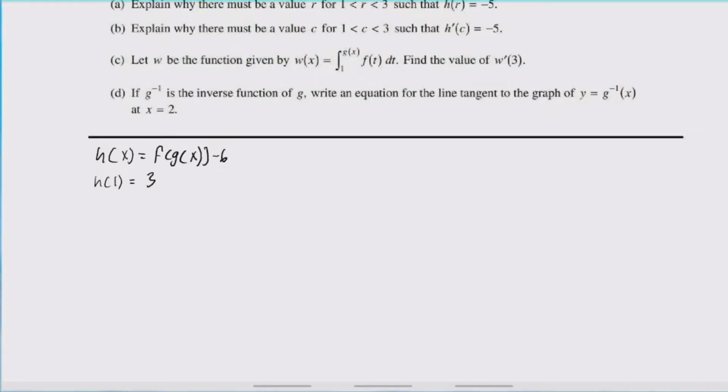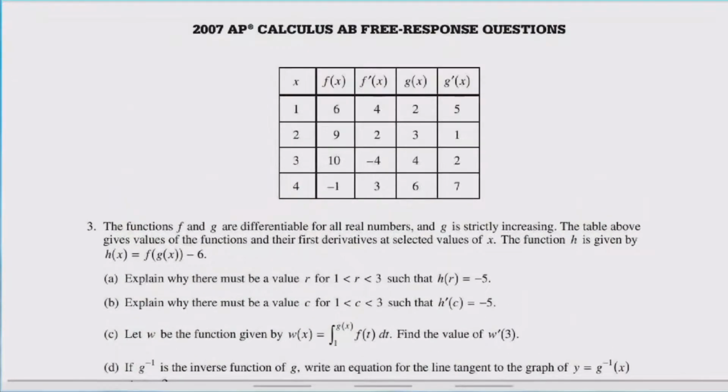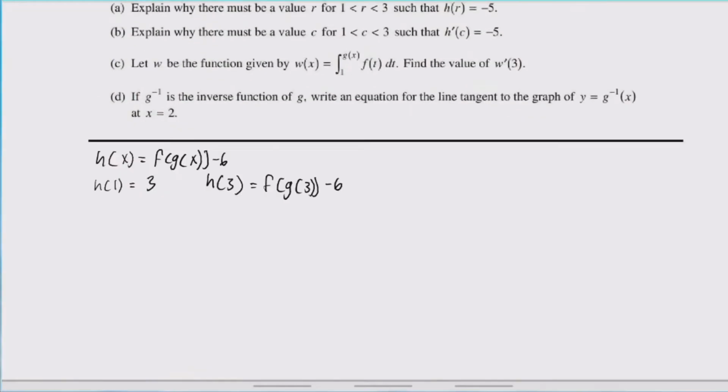Which means that most likely my h of 3 is going to be less than -5. So something like -10 or something like that. So it's going to be equal to f of g of 3 minus 6. So g of 3 in this case is going to be equal to 4.